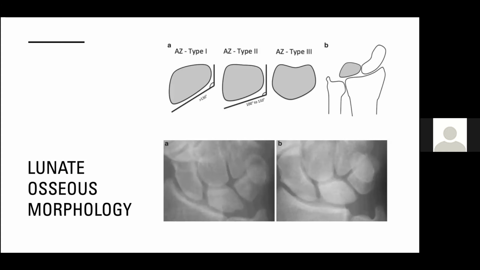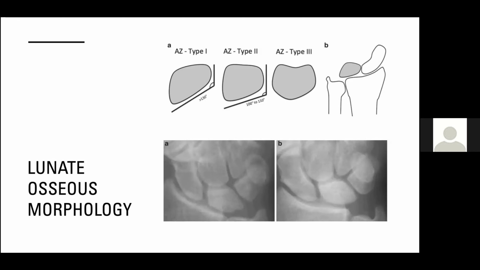Based on studies of the trabecular microarchitecture, they postulated that this type 1, which is defined as having an angle greater than 130 degrees between the proximal and radial borders, is at highest risk of damage from repetitive axial loads, which may help to explain some of the association between Kienbock disease and manual laborers.